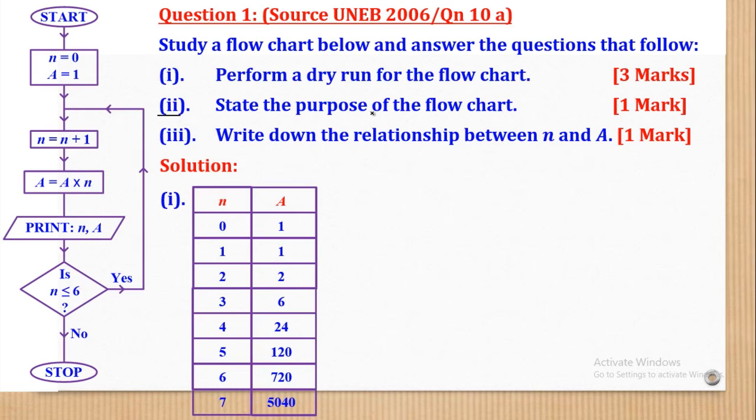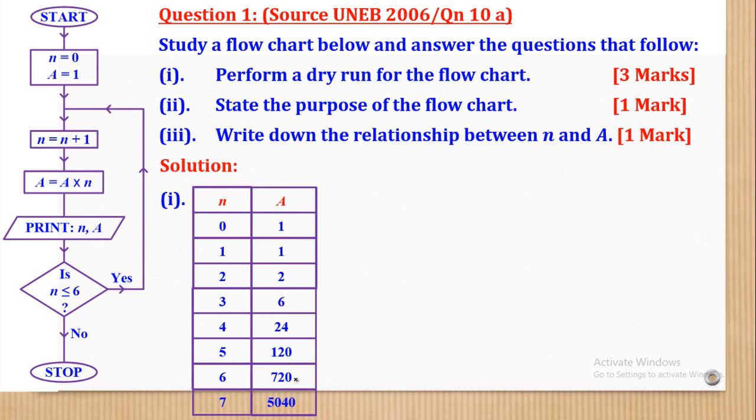Roman 2 says, state the purpose of the flow chart. Now you look at what they want to print. They want you to print n and a. So look at this relationship. What relationship is there? Remember, we said the relationship can be sum, mean, powers, factorials, etc. Now if you look at these values, all of them, there is a certain relationship, and the relationship is factorial.